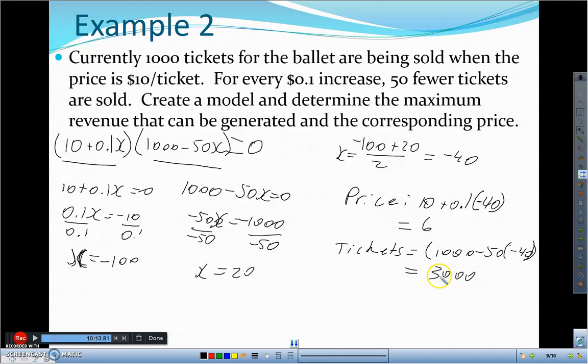So if 3,000 tickets are sold at a price of 6, the revenue is going to be equal to 6 times 3,000, which means the revenue is going to be equal to $18,000. When the price is $6, 3,000 tickets are sold and a maximum revenue of $18,000 is created.